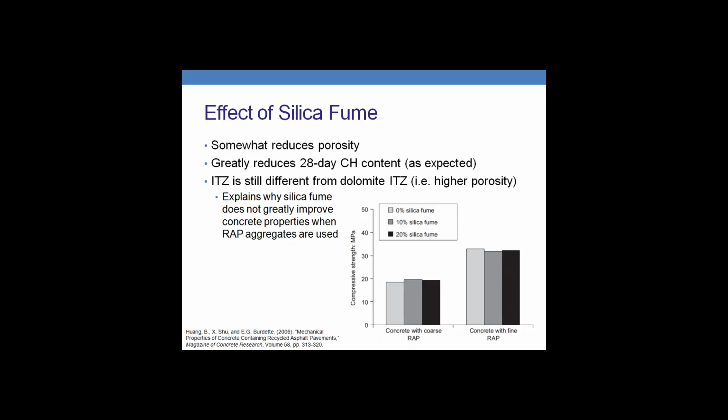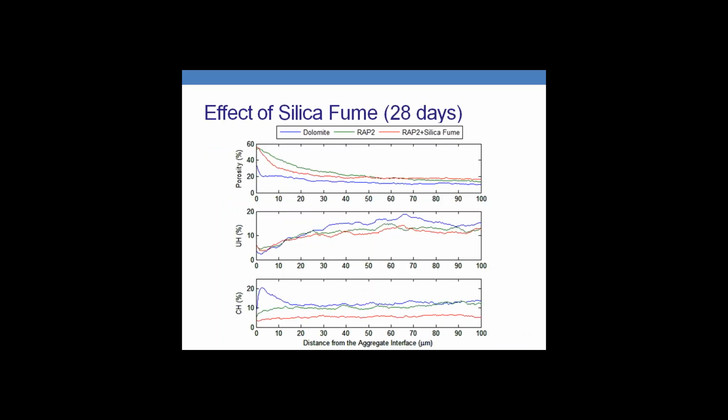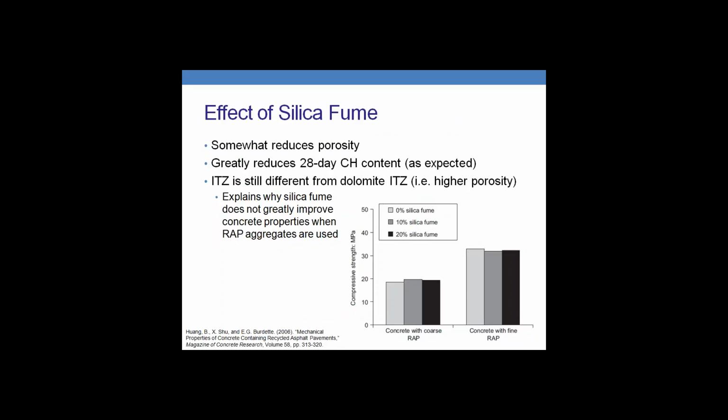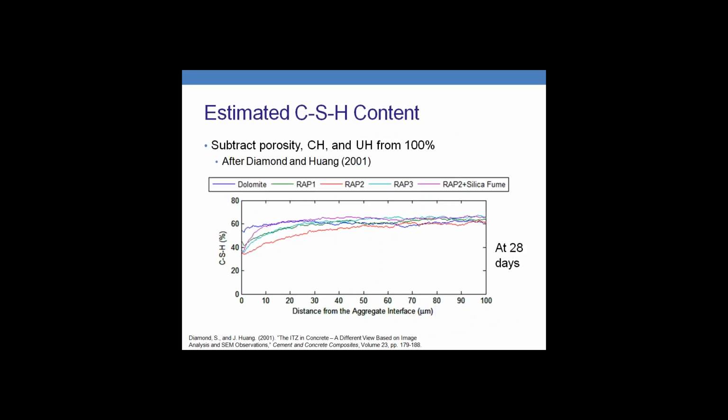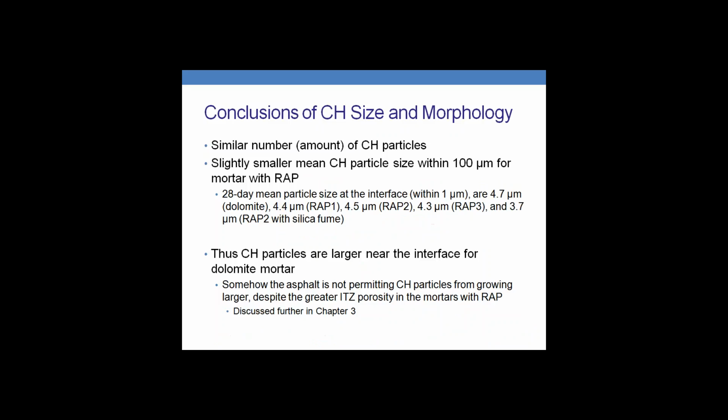So again, why is this? Why is this going on? It's because of this. We still have this large porosity. Trying to estimate the CSH content, again, we can see that there's less CSH immediately at the interface because of the RAP. So again, there's just not as good of a binding phase in that ITZ.